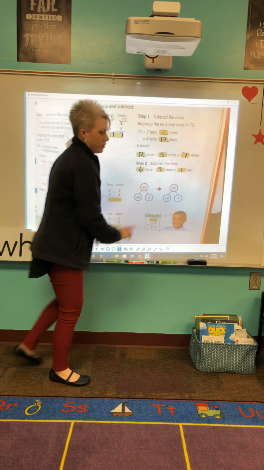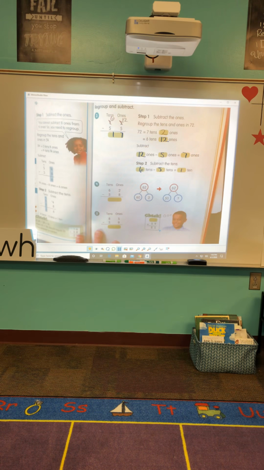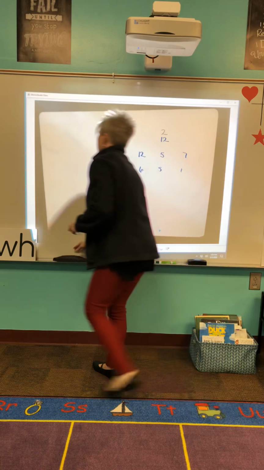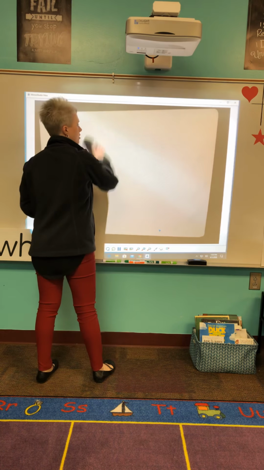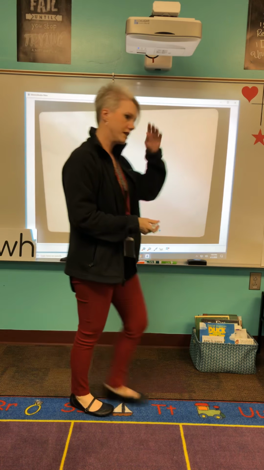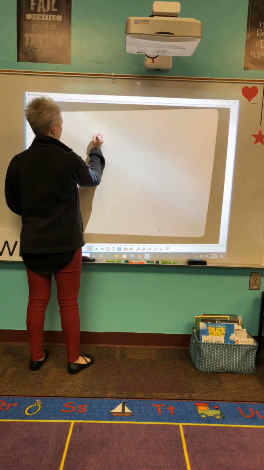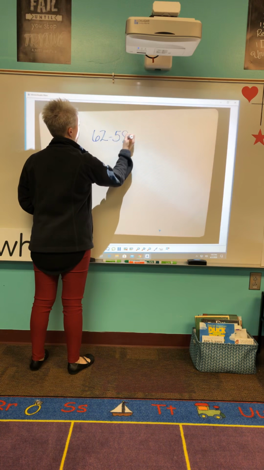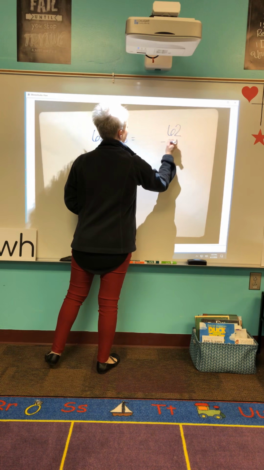Let me show you what I mean on the board. So it's the same thing we did yesterday with the branching out. The numbers are just bigger today. I'll use that same example with 62 minus 58. And I'll stack it.